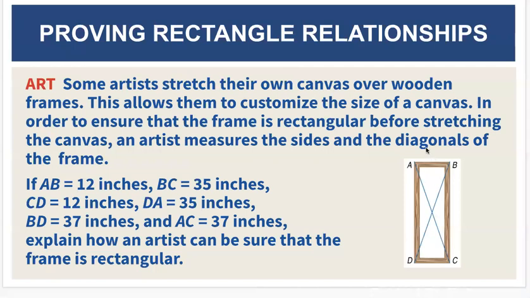So AB is equal to 12. BC is equal to 35. CD is equal to 12. And AD, or DA, is equal to 35. Then it tells us that BD, that's going to be this one, is equal to 37. And that AC, this one, is equal to 37. So how can the artist be sure that the frame is rectangular?